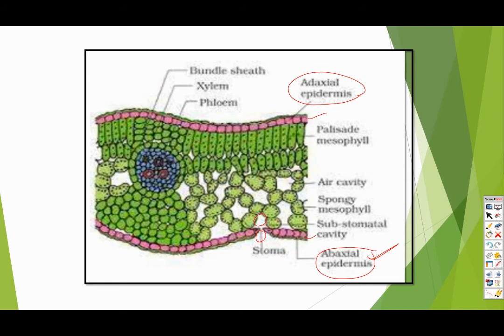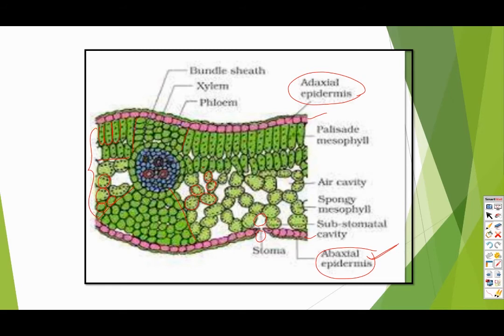Now can you see this region, these cells? This is nothing but your bundle sheath cells. And of course you have your endodermis present, and where you have your phloem and your xylem located. So this is your dicot. Same thing I have told: epidermis has both layers, upper epidermis and lower epidermis. Stomata is more on your lower epidermis. You can see these are your stomatal pores.